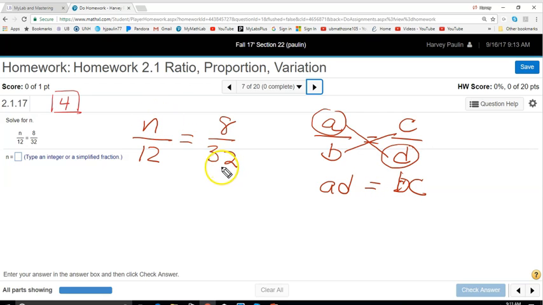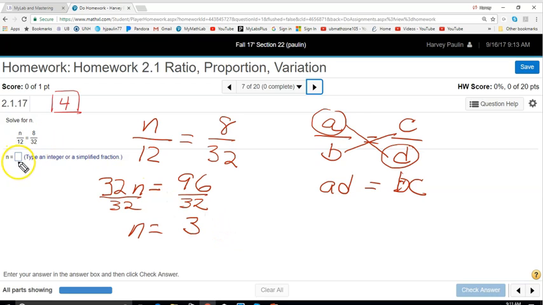So as we do this cross multiplication, we get 32n equals 8 times 12 is 96. And now to solve what n is, we divide by the coefficient, that is the number that's with the n. And you're going to get n equals what? 3. So what is n here? In your homework as you do it, you would put a 3 there. And this is the work you would show to support your answer. Again, if you have a question, be sure you're asking.